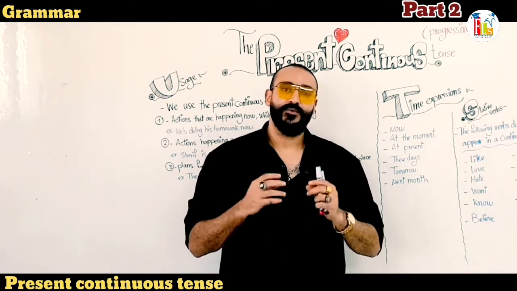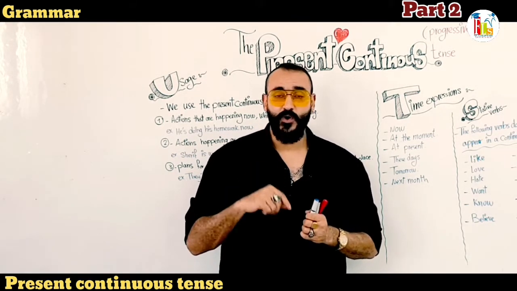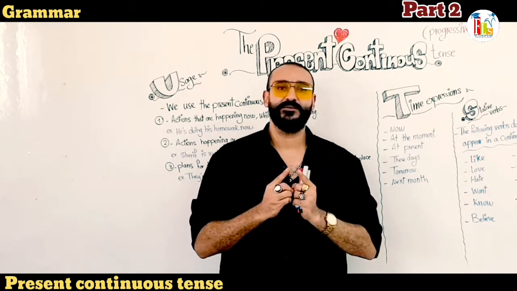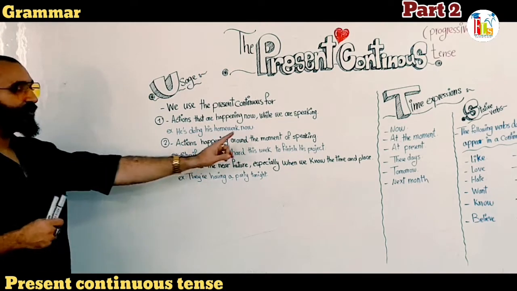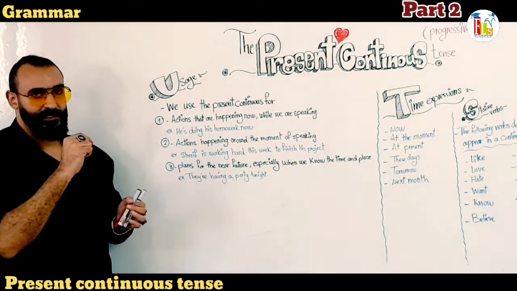That means that I am not necessarily learning Italian right now, but I am taking a course around this period. So the meaning of it is actions happening around the moment of speaking. So around but not in it.